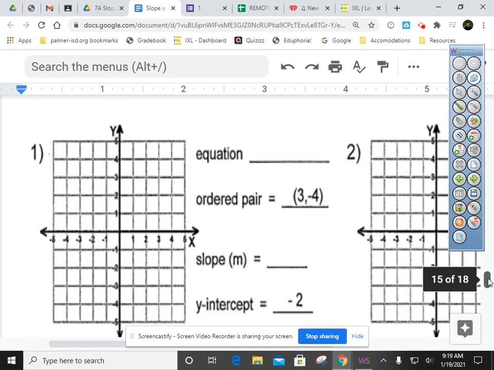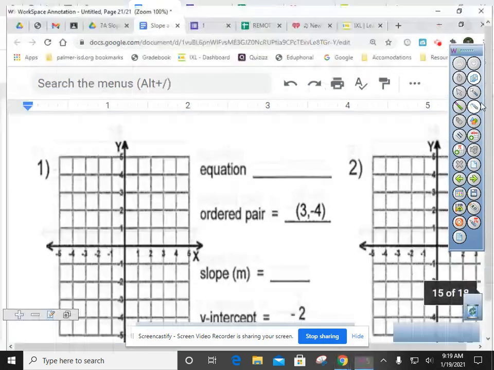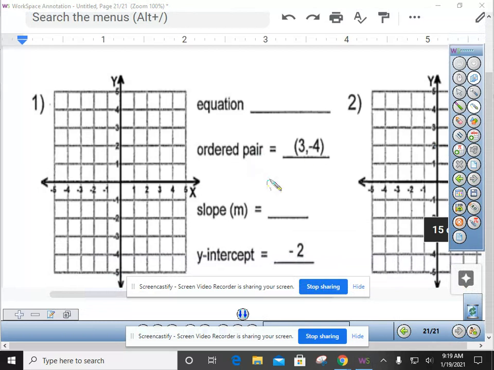Okay, so put your pencils down, and this is sketch a line and write an equation for each line. So I'm going to do number 1. I want you guys to just watch. Everybody with me? Say yes.